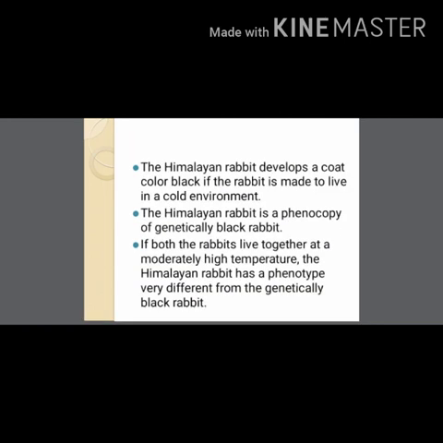1935. The example for the phenocopy is the Himalayan rabbit, which develops black coat color if it lives in cold environment. It is a phenocopy of genetically black rabbits. If both are made to live together at high temperature, then the Himalayan rabbit would have a different phenotype than the genetically black rabbit.